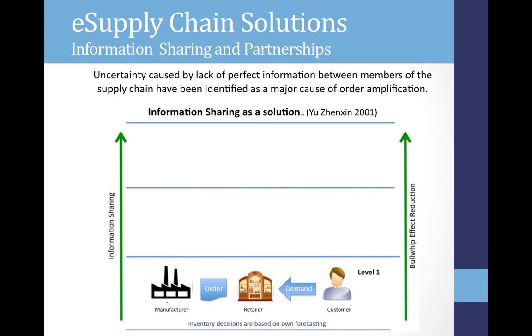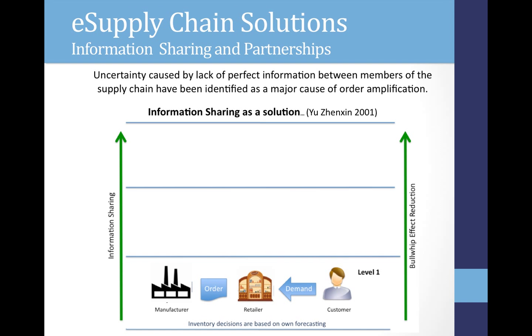Now I'm going to talk to you about information sharing and partnerships and the importance of this approach in reducing the bullwhip effect. So, uncertainty has been identified as a consequence of the lack of perfect information between the different members of the supply chain. Each member of the chain needs to forecast its product's demand. The degree of information sharing and order coordination will impact the level of integration in the supply chain.